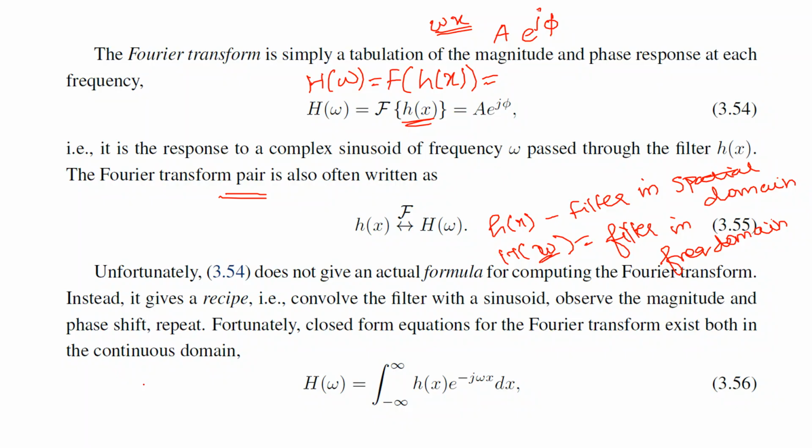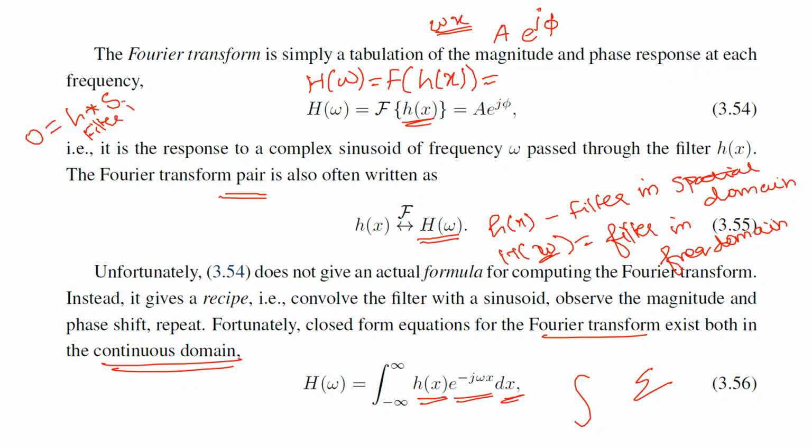Now we are going to see the Fourier transform in the continuous domain and in the discrete domain. In case of the continuous domain, we will take integration. In case of the discrete domain, we will take summation. H of omega is equal to the applied Fourier transform result of a filter: integration from minus infinity to plus infinity of h of x into e power minus j omega x into dx. We know that on applying this, the output would be h into s, where h represents the filter and s represents the input.